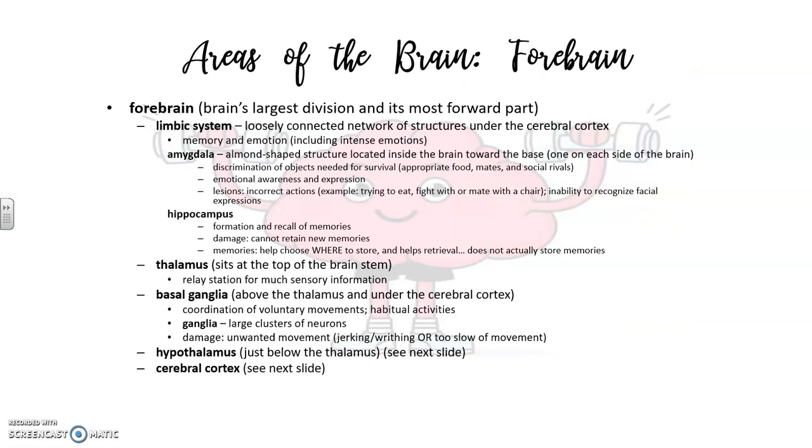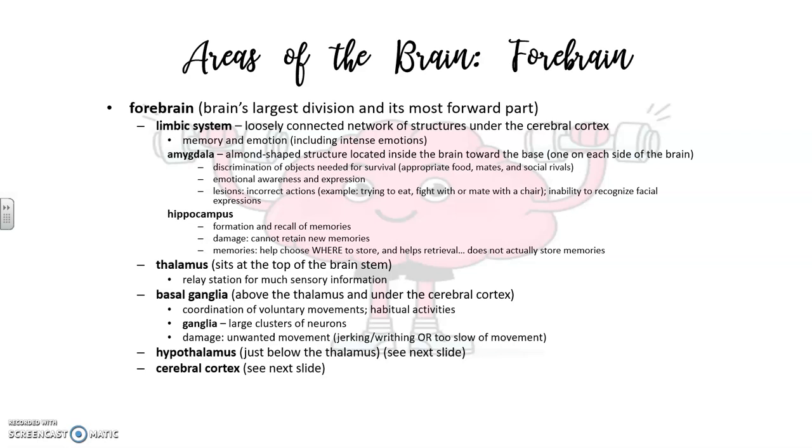Our next area of the brain is the forebrain, and this is the largest part of it and the most forward part, the forebrain by your forehead. It is made up of your limbic system, which is a donut-shaped neural system, which does include the hippocampus and the amygdala, and it's located just below the cerebral hemispheres. This deals with emotions, your drives and your desires, and some of your more intense emotions.